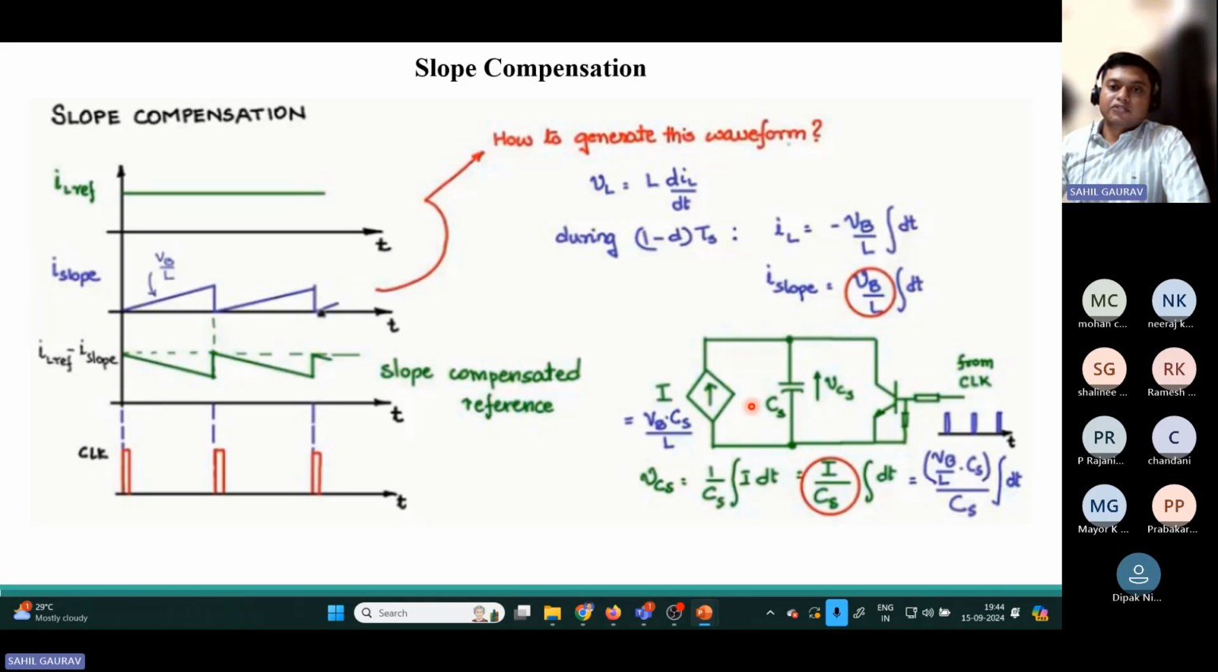Now if you write the equation of the voltage across this capacitor, it will be 1 upon Cs into integral of I dt. If you compare this I upon Cs with the falling slope of the inductor current, Vv upon L, you will get the I value. The I value will be Vv into Cs upon L. So based on this current source in parallel with the capacitor, you can emulate this expression, and you just have to interface this clock here, and you will get the slope compensator difference from this current source.